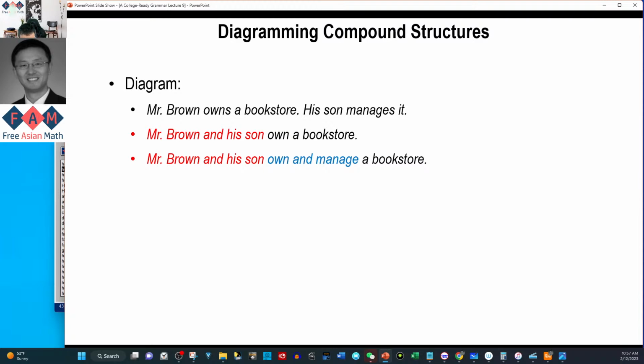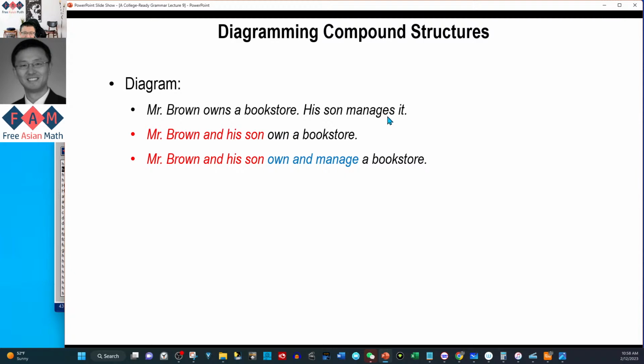Now you can see that we are actually combining the original two sentences. However, the meaning is kind of different because you put too much information together. So logically, in the first example, Mr. Brown owns a bookstore. It does not tell that he actually also manages it. On the other hand, his son manages it. It doesn't tell that the son actually has any financial interest or ownership of the store.